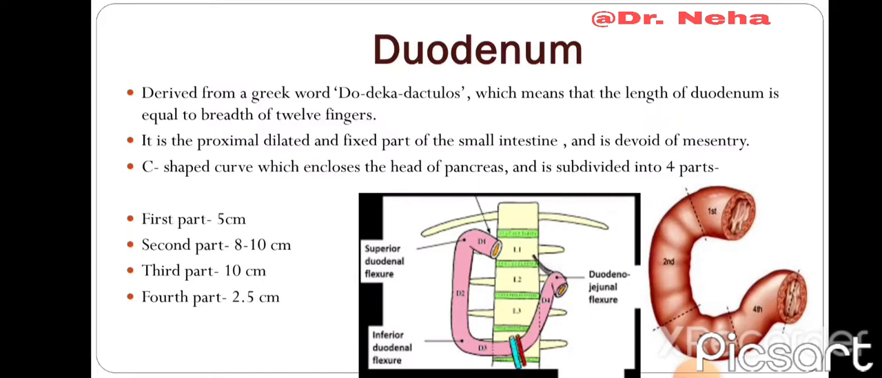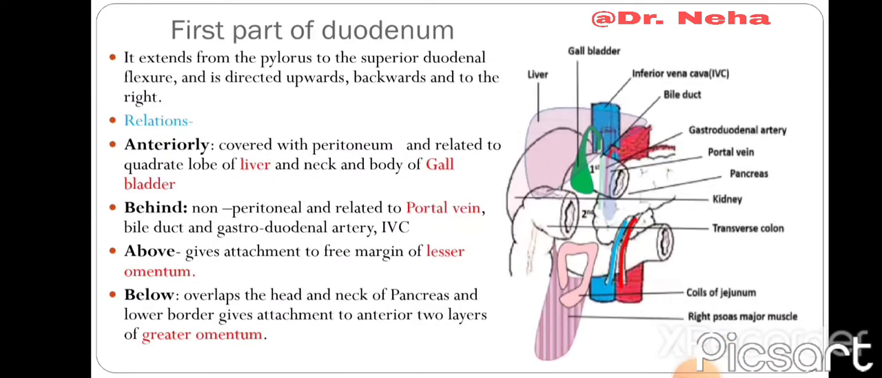The first part is 5 cm, the second part 8 to 10 centimeters, the third part is 10 centimeters and the fourth part is 2.5 centimeters. These parts are depicted in the diagram. Now the first part of the duodenum. It extends from the pylorus to the superior duodenal flexure, as we can see in the diagram. The pylorus is the last part of the stomach.